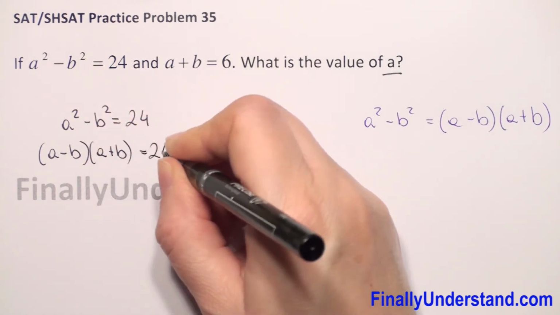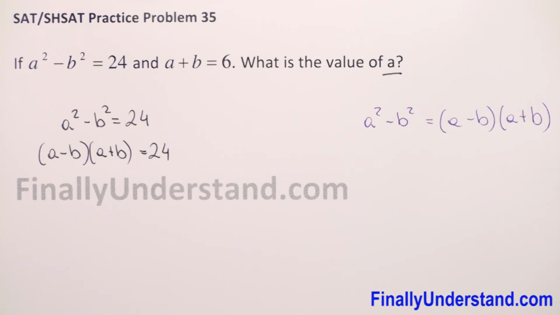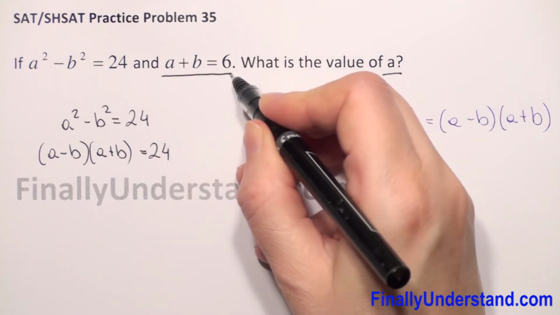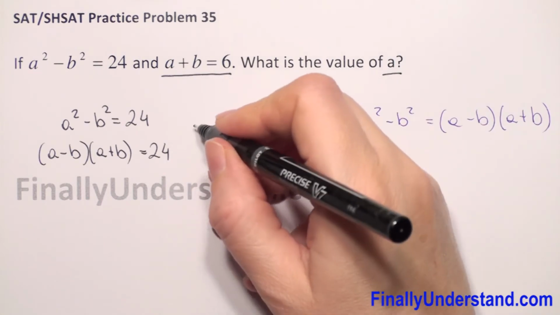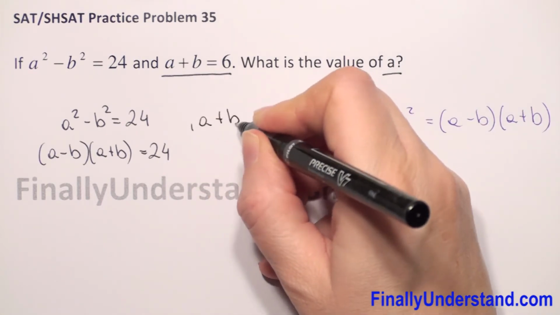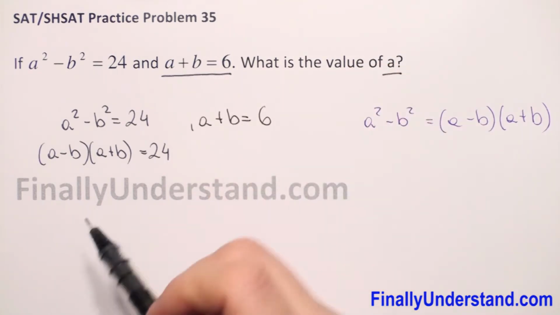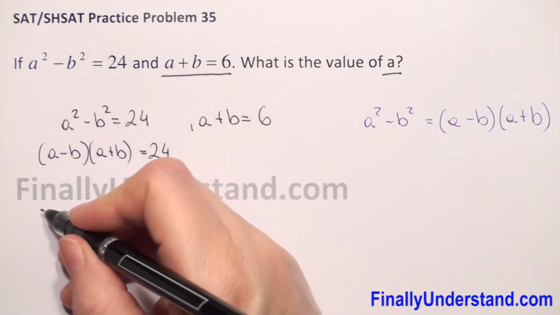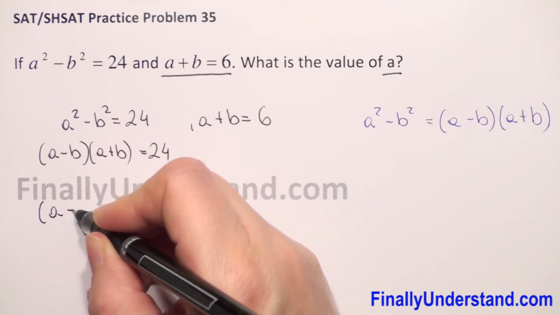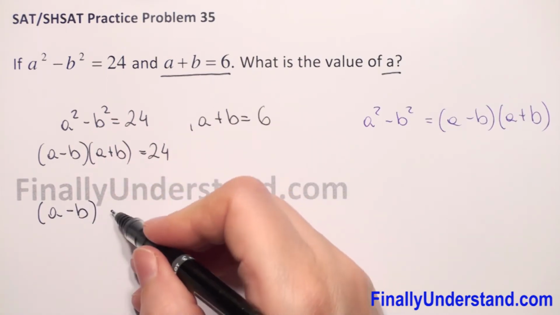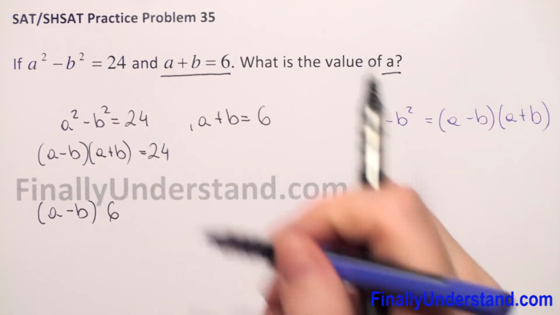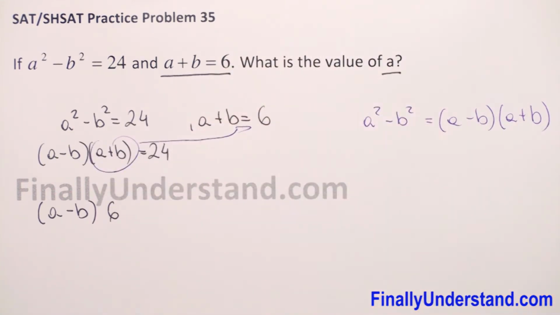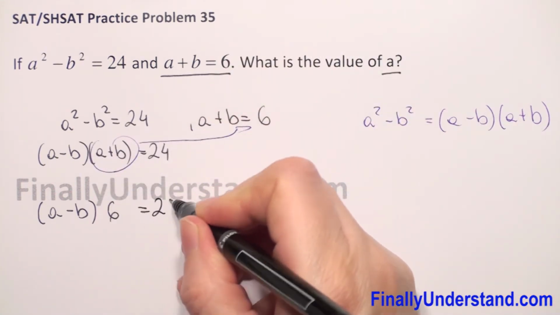This is equal to 24. And what else do we have? We are given that a plus b is equal to 6. Let me copy this. We have that a plus b is equal to 6. So I will substitute a plus b by 6. So we have a minus b times 6 is equal to 24.